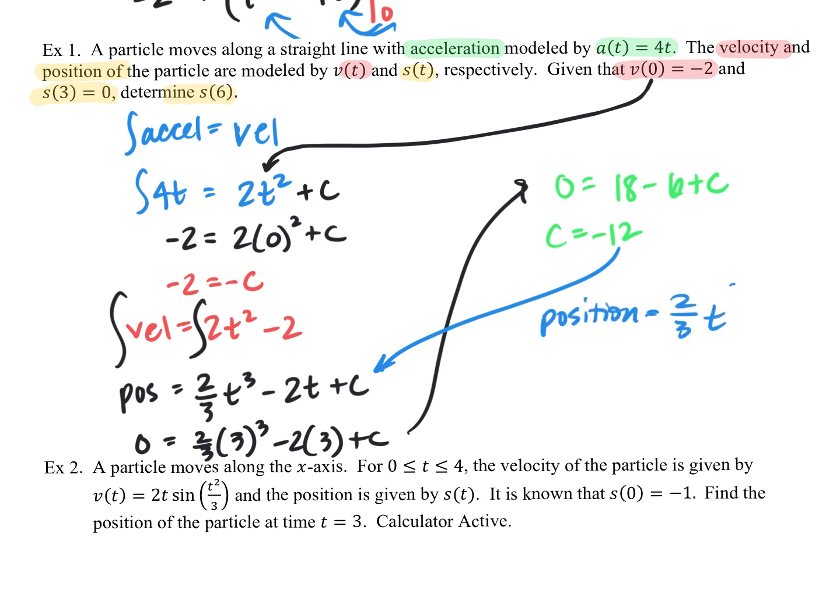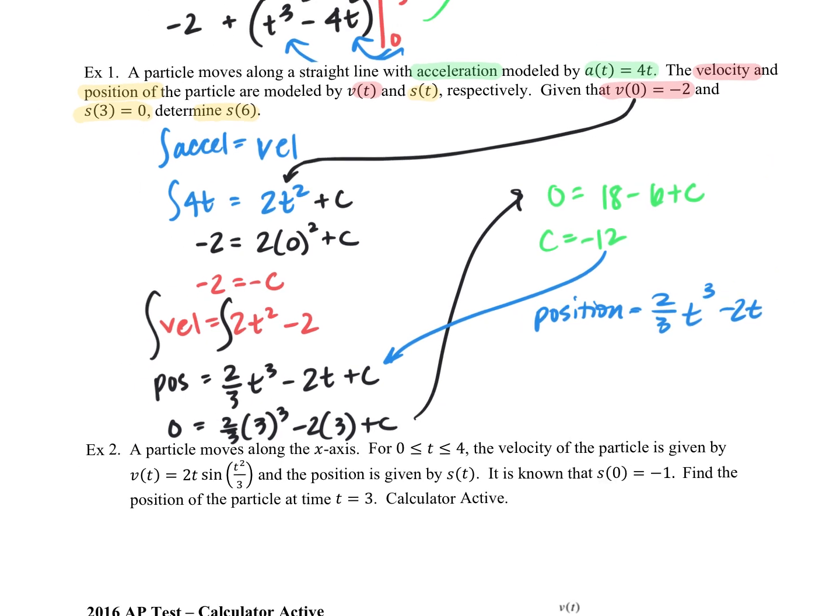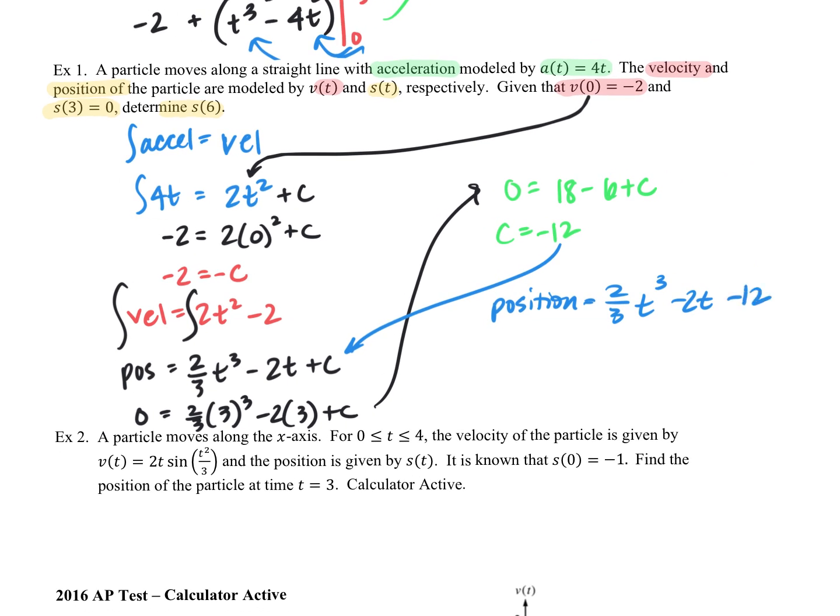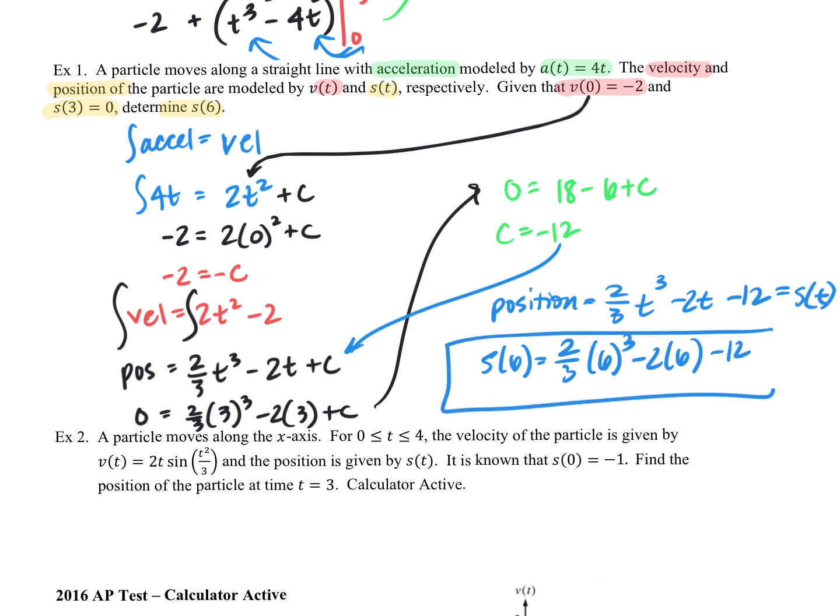2/3 t cubed minus 2t minus 12. And Mr. Nellis, they just said, all right, cool. That's my s of t, if you will. And they want s of 6. Now we plug in 6. You guys, this is free response. Do we really want to find that answer? I don't either. 2/3 6 cubed minus 2 times 6 minus 12.